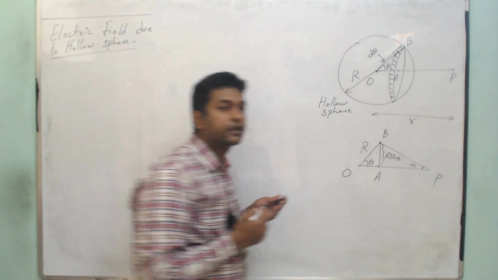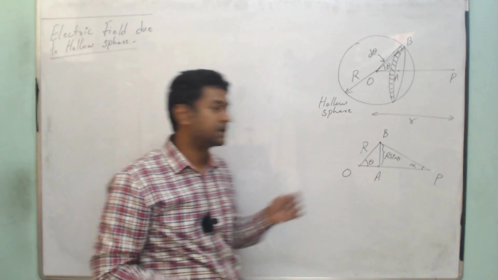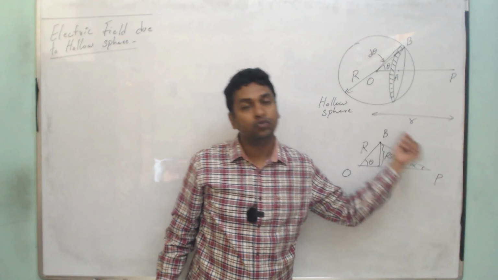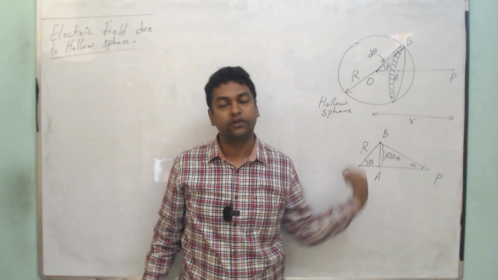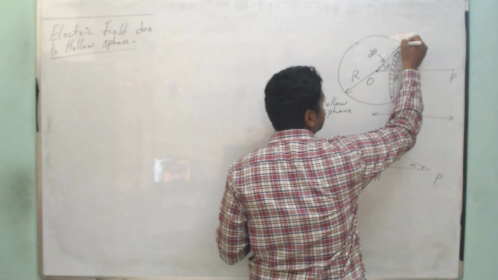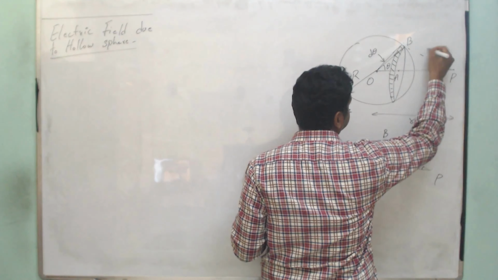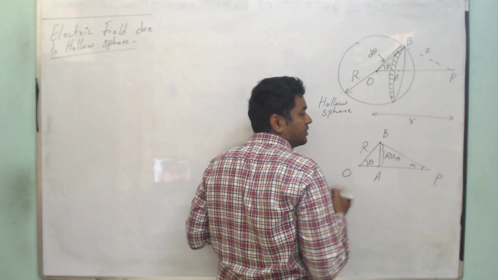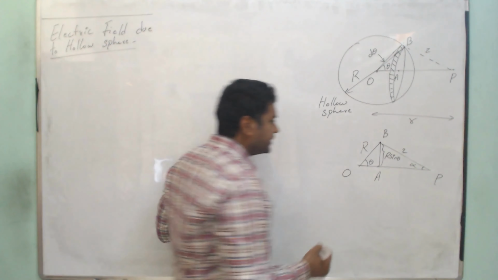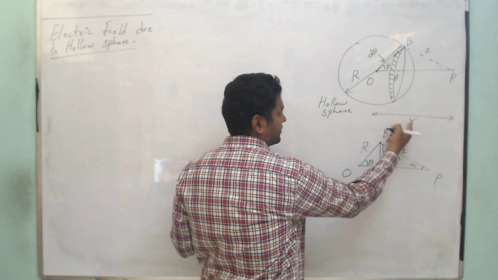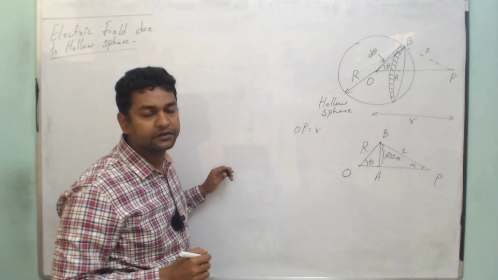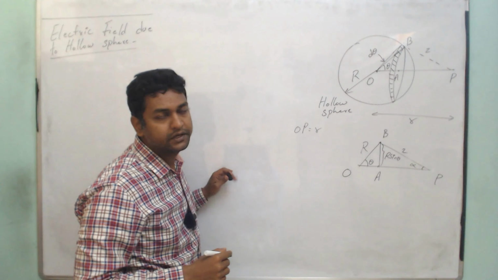The distance from the loop to the point is also the same for every point on the loop. So let us say this distance BP is Z. That means BP is basically Z, and OP is basically small r. That is where we need to find the electric field due to the hollow sphere.